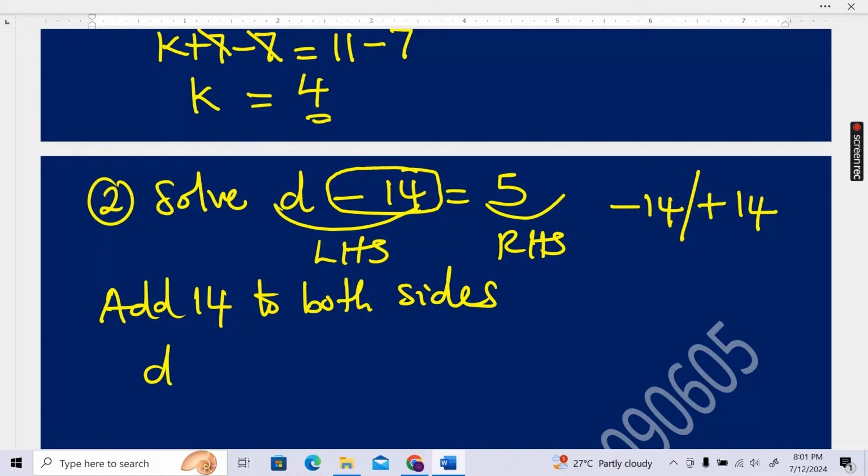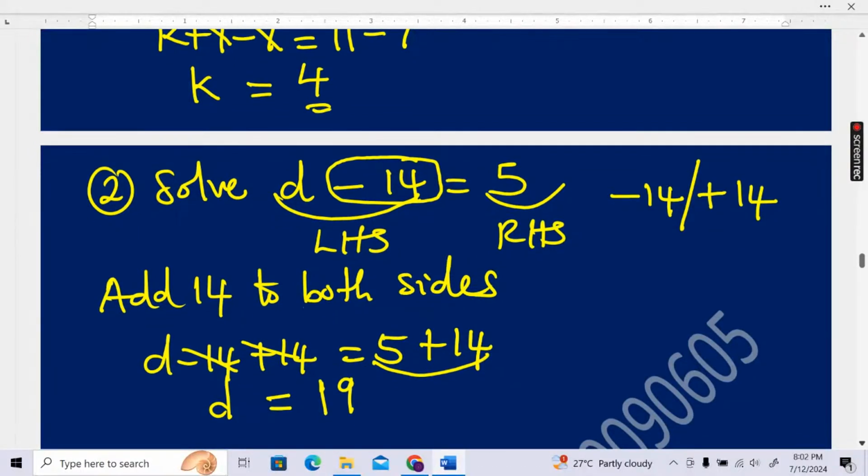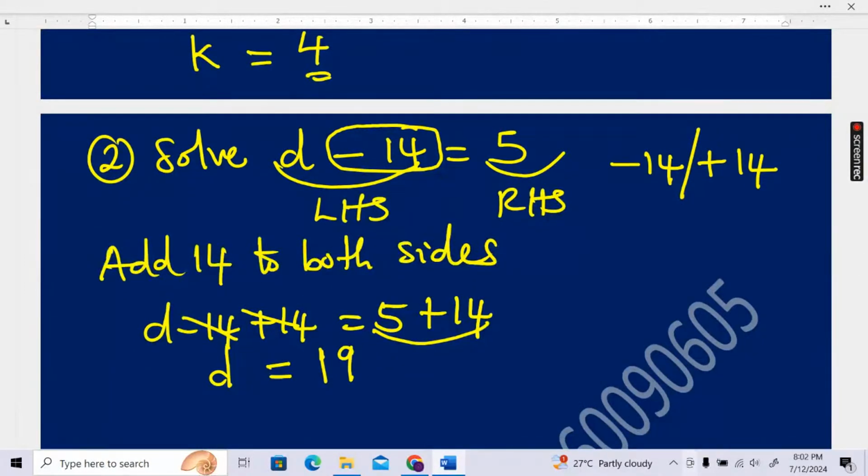So that will be D minus 14 plus 14 equals 5 plus 14. Minus 14 plus 14 is 0. We are left with D. So D equals 5 plus 14, which is 19. So if you typed 19 as your answer, give yourself 4 stars.